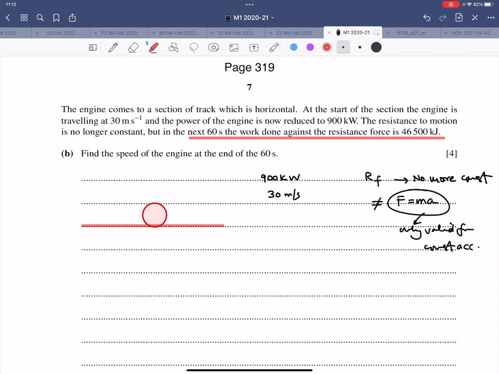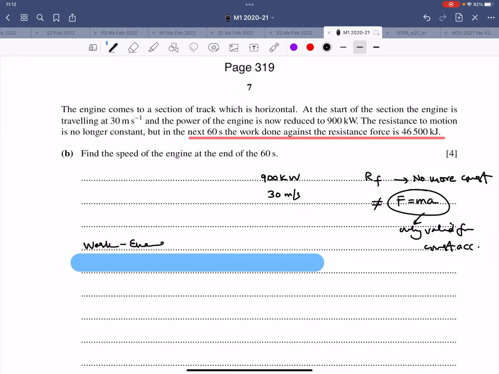Now you don't need a diagram. All you need is that big equation, the work energy equation. So, work energy equation: work done by engine is change in potential plus change in kinetic plus work done against resistance. Now, change in potential is zero because it's a horizontal surface. Initial speed is 30, final speed, let's call it V.